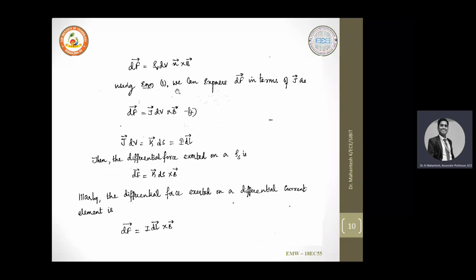If you carefully observe this equation, J dv is in terms of current density over the volume, which can be equated with the surface current density K times dS, which is equal to I dL in terms of the line current. Then the differential force exerted on a surface current is given by dF equals K dS cross B. Similarly, the differential force exerted on a differential current element is given by dF equals I dL cross B.